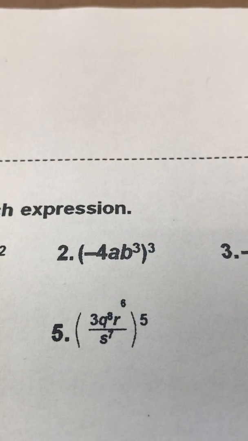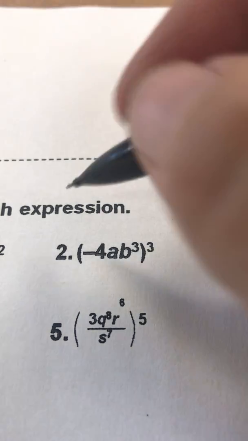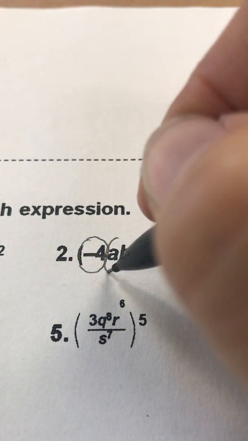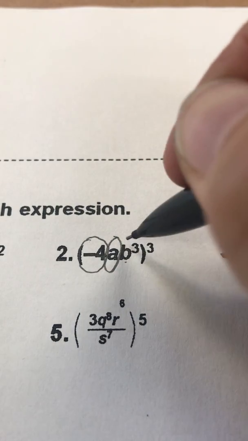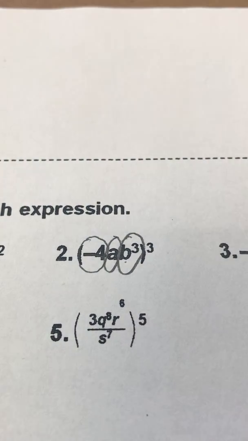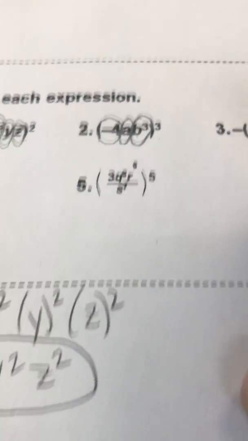Okay, for number 2 up here, we have -4, ab to the third. We have 3 different terms there. We have a -4, circle it. We have an a, circle it. B to the third goes together. And all of that is to the third power.